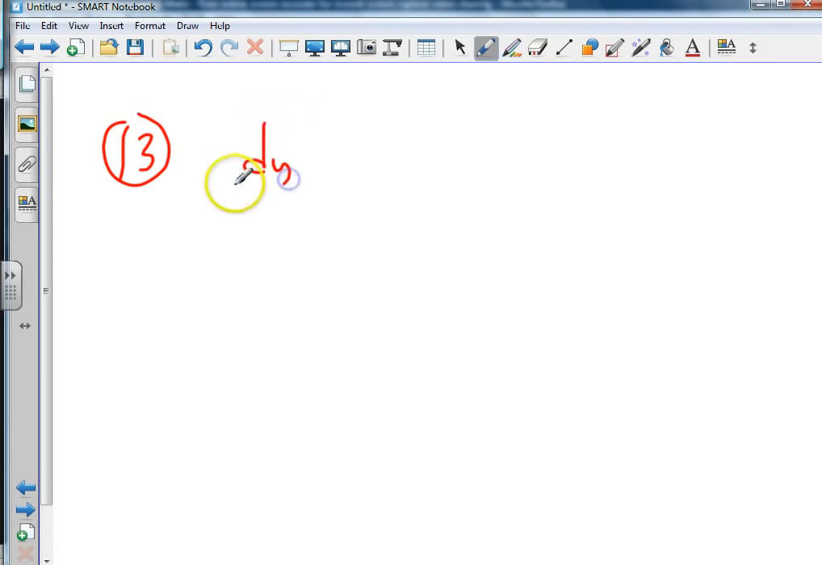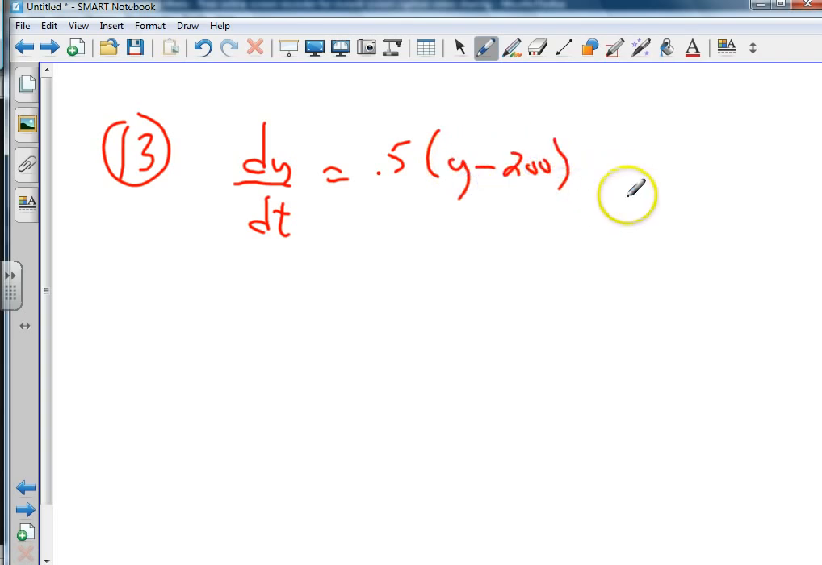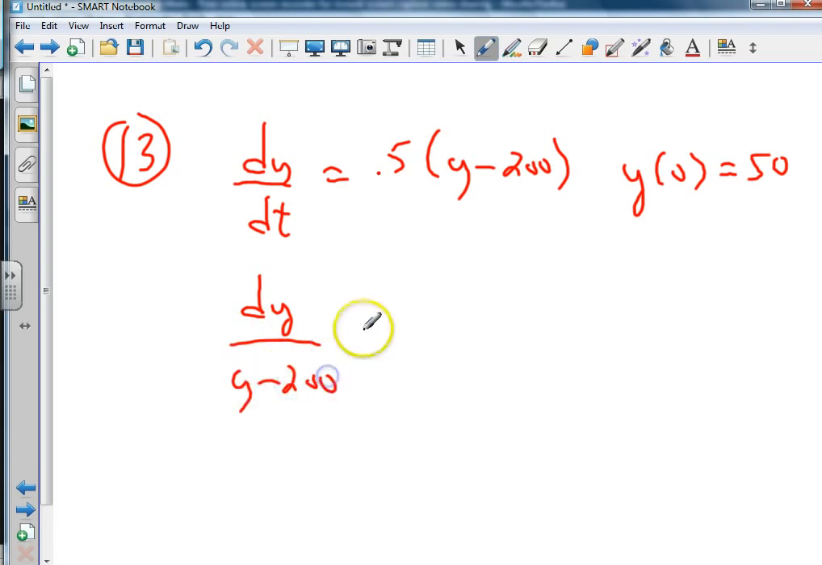dy dt, the rate of change of y over time, whatever y is, it could be temperature, is 0.5 times y minus 200. And y is 50 when t is 0, or y of 0 is 50. So how do you separate this? What do I write? dy over y minus 200 equals what? It's 0.5 dt. Both sides you know how to integrate, don't you?